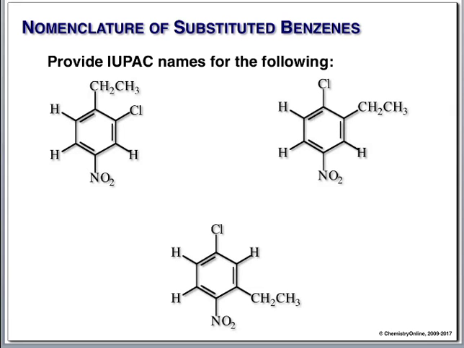Here we have three guys. We have an ethyl, we have a chloride, and we have a nitro group. In our name, the chlorine is going to come first, then the ethyl, then the nitro. But numbering, we have to get our lowest sequence. So we're going to start up here. Our chloride is in 2, our nitro group is in 4, and we can call it 2-chloro, 1-ethyl, 4-nitrobenzene.